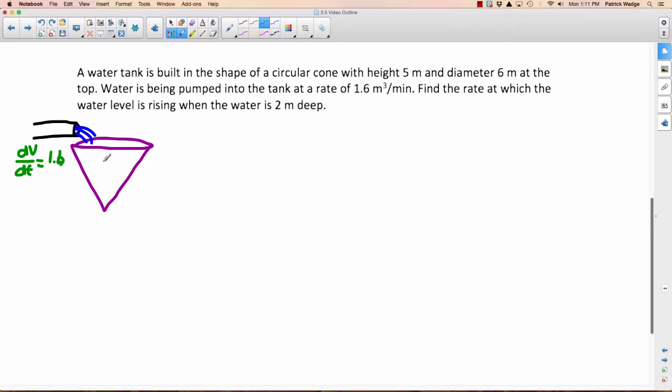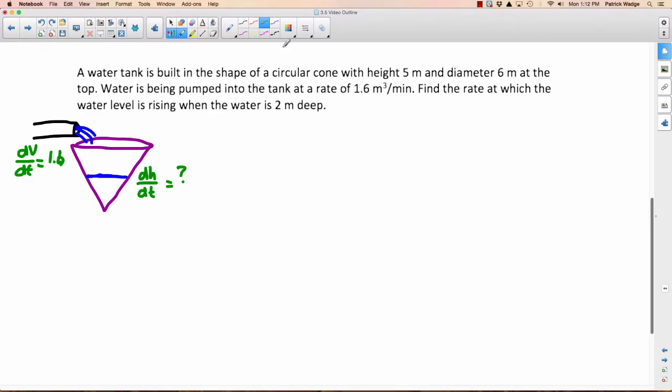And what we want to know is about the water level, right? Because the water's coming in, and we've got a certain water level, and obviously it's going up and up and up, and we want to know at what rate it's going up. So let's call that the height. We want to know dH/dt. Okay, at first it might seem like, well, this isn't too bad. This is like the first question. We're just going to use the formula for the volume of a cone.